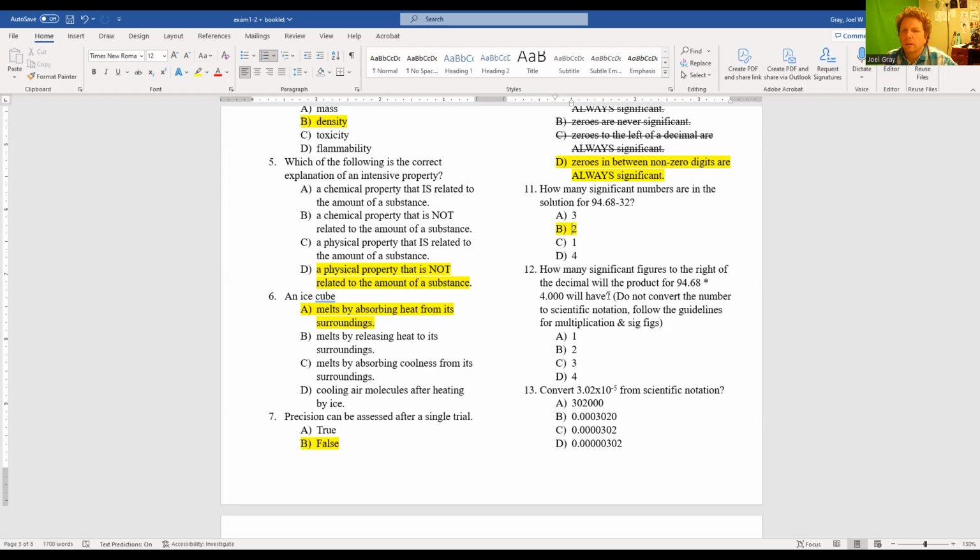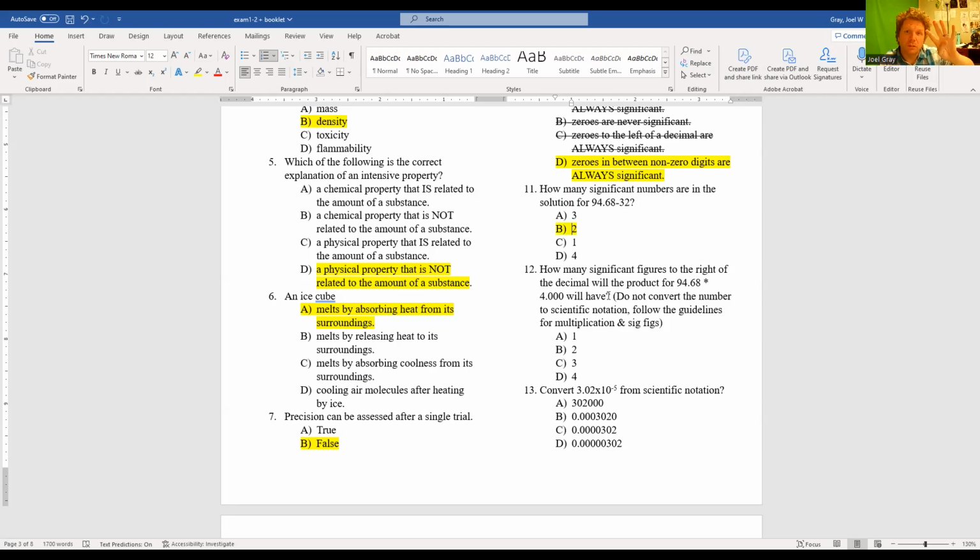378.72. Now when it comes to multiplication and division, we're looking for the number that has the fewest significant figures. Well, 94.68 has 4 sig figs. 4.000 has 4 sig figs. So our answer has to have 4 sig figs. Now, this answer of 378.72, which I think shows up backwards on your screen, is 5 sig figs. So we have to have an answer that only has 4 sig figs. And so we're left with 378.7.